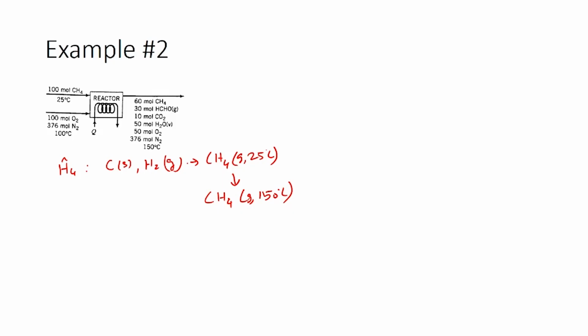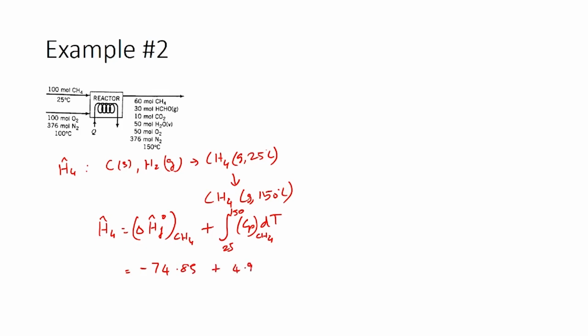So, you have two steps. The first one is the heat of formation, and the second step is the heating of methane from 25 to 150. So, your H4 cap basically has the standard heat of formation for methane as the first step, plus the integral of Cp dT, where you use Cp of methane gas and heat it from 25 to 150. So, using the Cp value from the table and the heat of formation, you would have these values as minus 74.85 plus 4.9, giving you H4 cap as minus 69.95 kilojoules per mole.